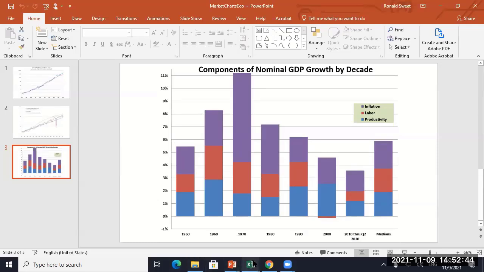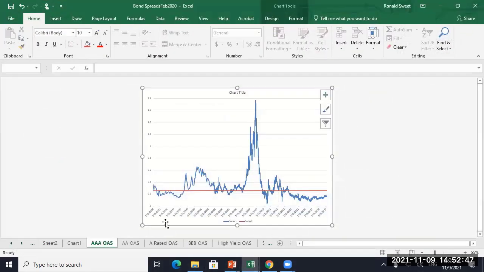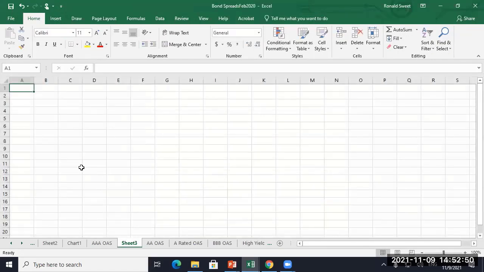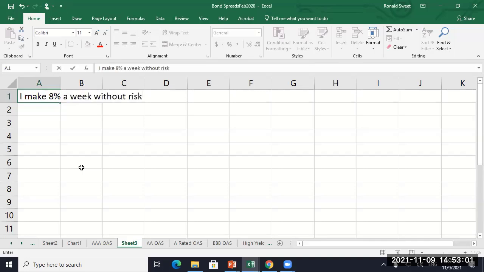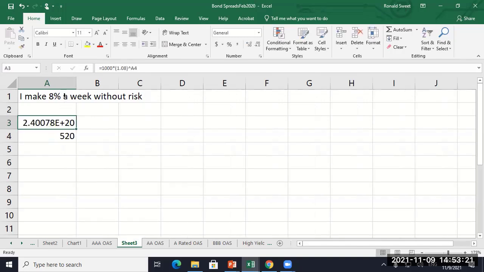You can't do it. I remember watching a commercial. Oh, I was going to show you these spreads. I'll show them to you here in a second. I was watching a commercial. It was this stock trading, and this guy said, "I make 8% a week without risk." And I said, "Well, I better get to know this guy, because if he invests $1,000, he's going to make 8% a week. In about 10 years, what will he be worth?" That's what he's going to be worth in about 10 years. That's a really good return, isn't it?